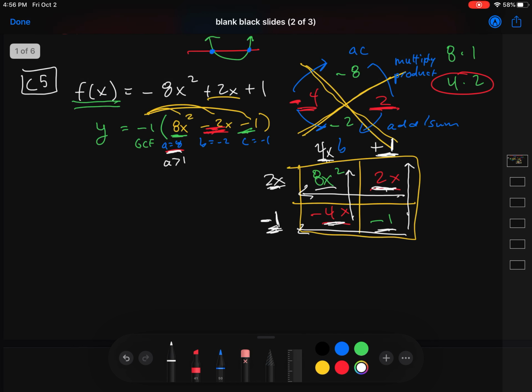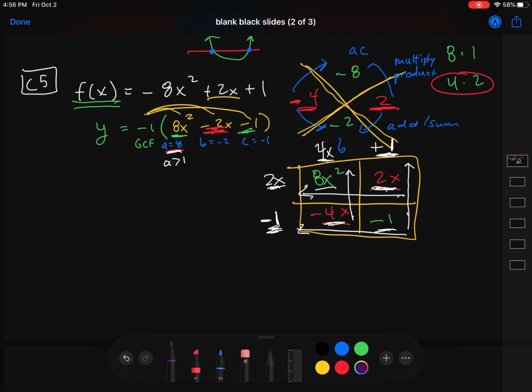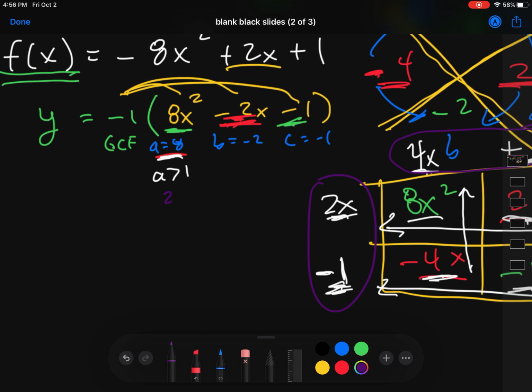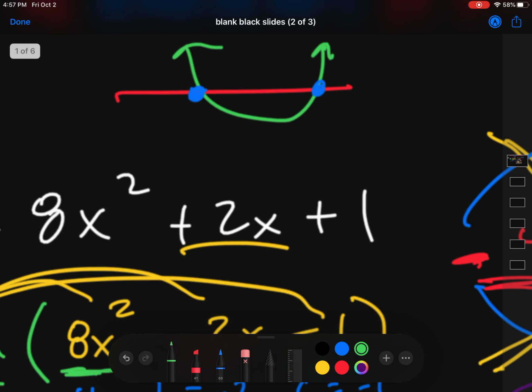Okay, what do I do with those values? Just to recall what we did, here in purple, those are what we factored in yellow. So let's write that: 2x minus 1 and 4x plus 1. And I'm not going to forget that -1 there. Okay, so again, let's not lose sight of what we're doing here. We're trying to solve for these blue dots. Where does it cross those blue dots?